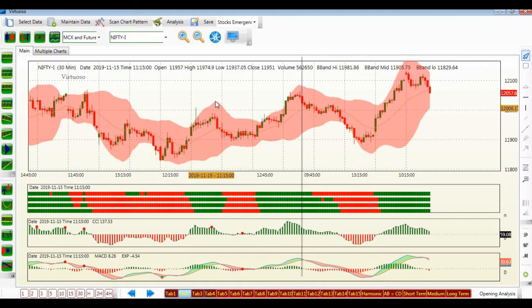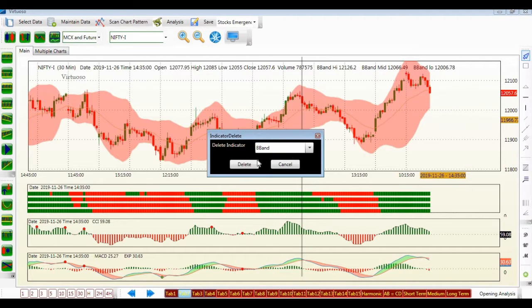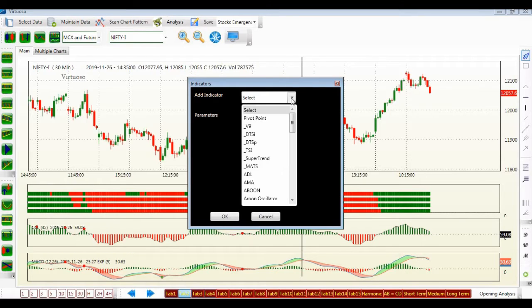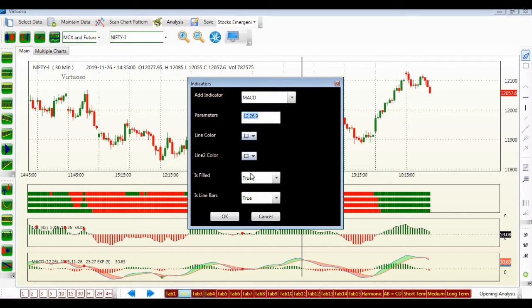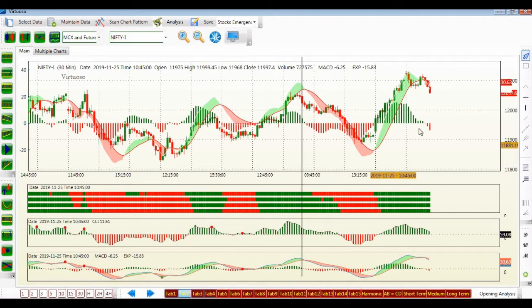So if you click on this tab 2, then the study would be changed automatically. So here you have a Bollinger Band. So you can apply these indicators. If you want to change this indicator, you just go delete indicator, Bollinger Band would be deleted, and you can add your new indicator. For example, if you want to add MACD, click on MACD, you can change the parameters here, you can change the colors and press OK. So MACD would be applied here directly on the chart, and this is the beauty of the software. So any indicator you can change on this main area of the chart.